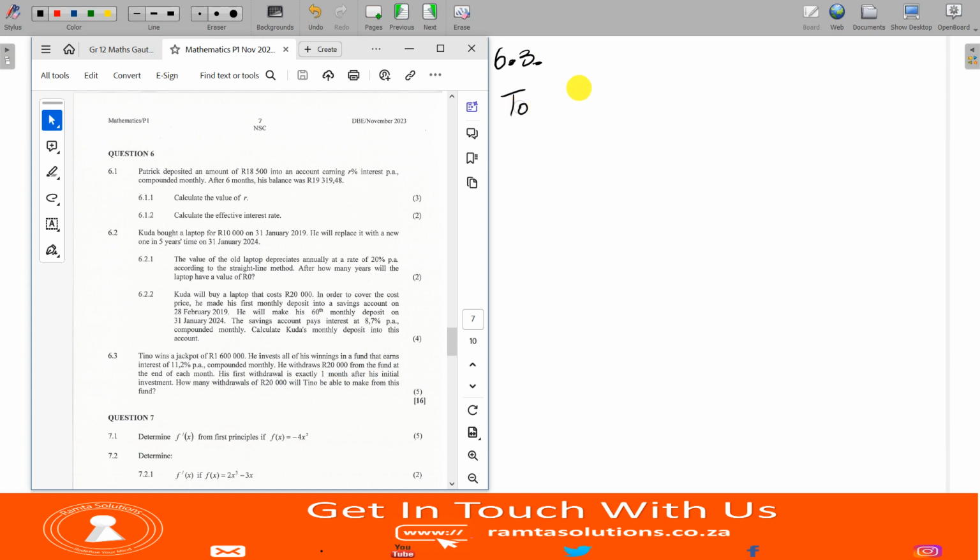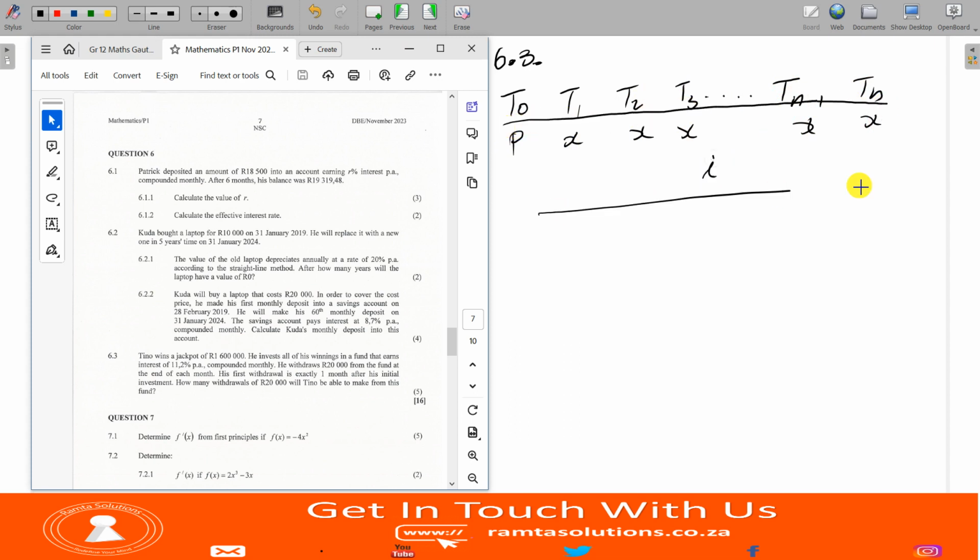So this is your normal present value annuity. I don't know how many years it takes. So let's say this is Tino investing and this is him at the end of the term when he wants to get his payment. So this question, I say to you, please highlight how many withdrawals of 20,000 he will be able to make from this fund. So let's proceed. The formula that we're going to use is the normal present value annuity formula: 1 minus (1 plus i) to the power negative n, all over i.